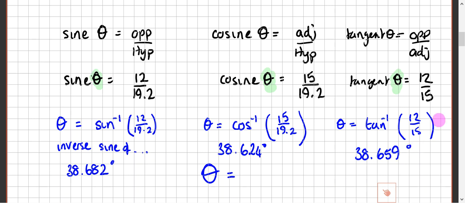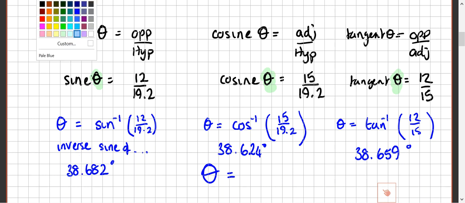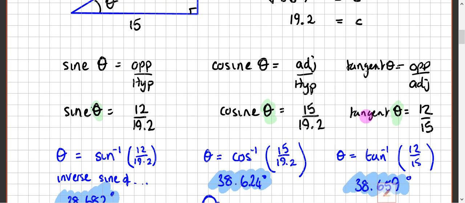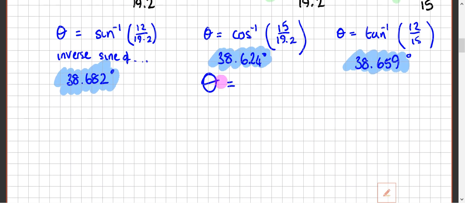Okay. So if I have three possible answers, and you were asked to give one of those for an assessment, they should all be the same, right? They should be, because they all come from the same triangle. So if in an assessment you've got all three options, which one do you pick?